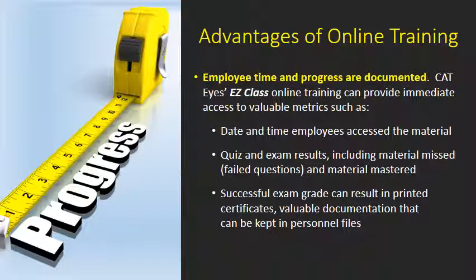Further advantages of online training. Employee time and progress are documented. Cat-Eye's EZC Class online training can provide immediate access to valuable metrics such as date and time employees access the material, quiz and exam results, including material missed and material mastered. Successful exam grade can result in printed certificates, valuable documentation that can be kept in personnel files.